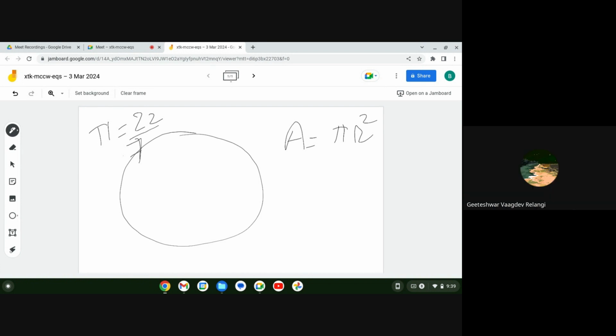And I saw the value of pi and it was so big. I searched on Google, and the value of pi was so big. Okay. So the value of pi is 22 by 7.